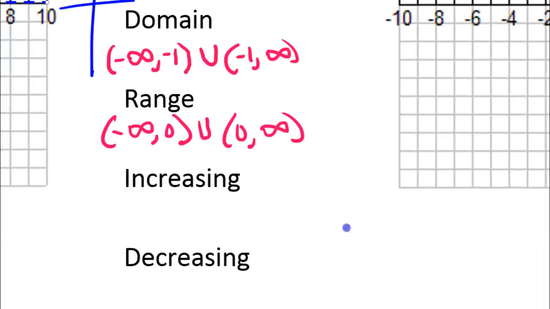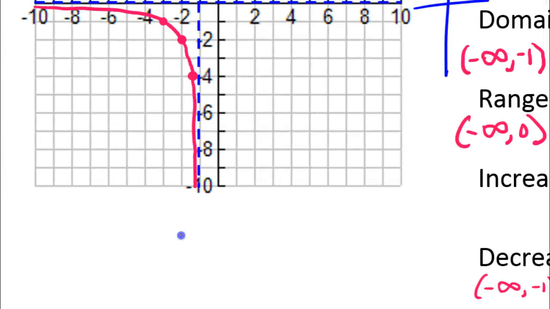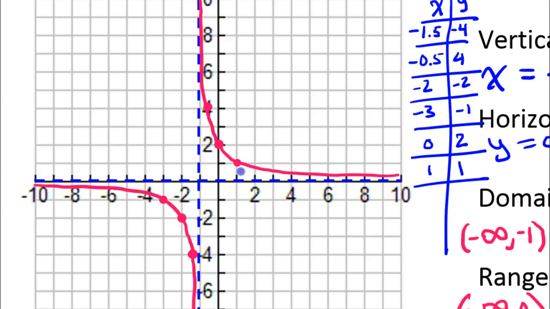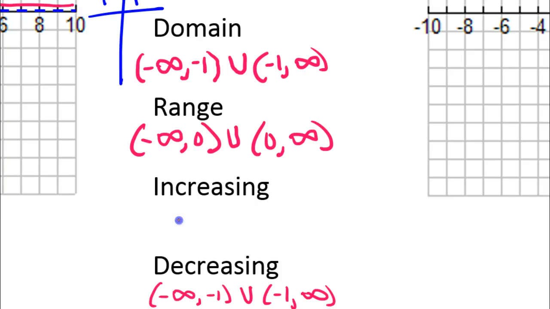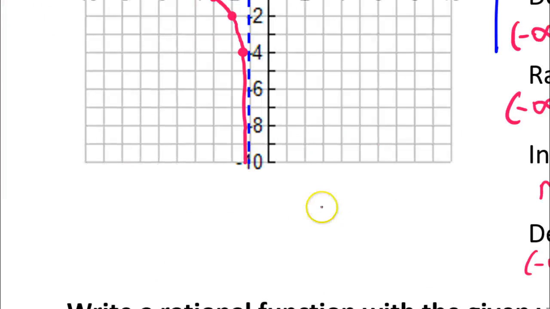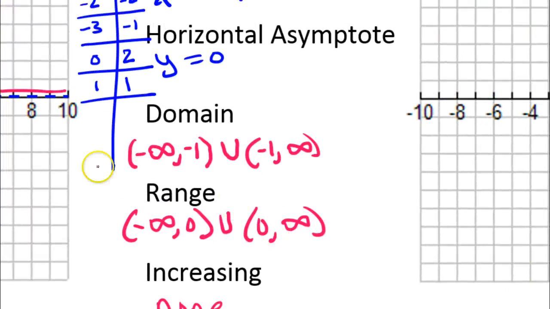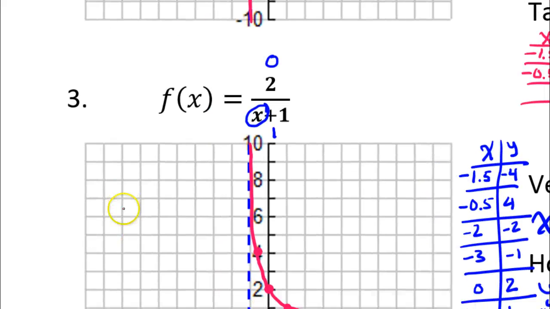So we're basically going to wind up just repeating this again and saying decreasing from negative infinity to negative 1 union negative 1 to infinity. All right, it's decreasing over the entire function, and that's where the function goes. Like, that was the domain. Now, where is it increasing? Nowhere. So I'm just going to put none. And that is the end of that problem. That's all we were asked to find for number 3.